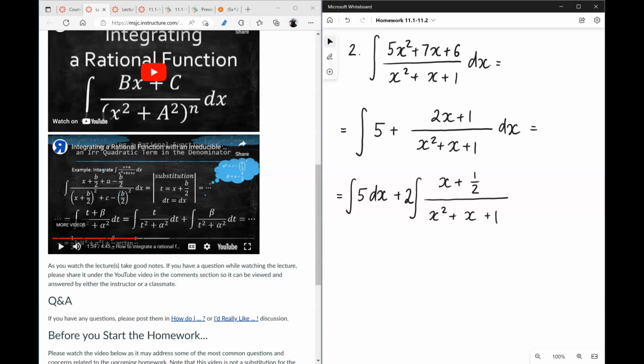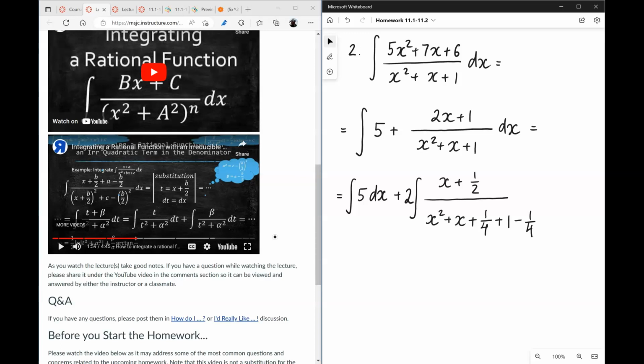But it doesn't help us to have the denominator written in this form, so we need to complete the square. So knowing that, I'm not even going to write the denominator out. I'm actually going to start completing the square. And to complete the square, we're going to add and subtract half of the coefficient of x squared. So we're going to add 1/4 and subtract 1/4.